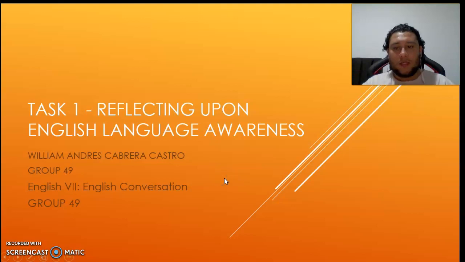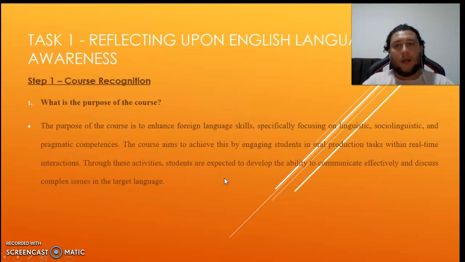So in this case I'm going to answer the questions for step number 1, that is course recognition, and step number 2. In this case, what is the purpose of the course? The purpose of the course is to enhance foreign language skills, for example, linguistic, sociolinguistic, and pragmatic competences. Also, the course aims to achieve this by engaging students in oral production tasks within real-time interactions.